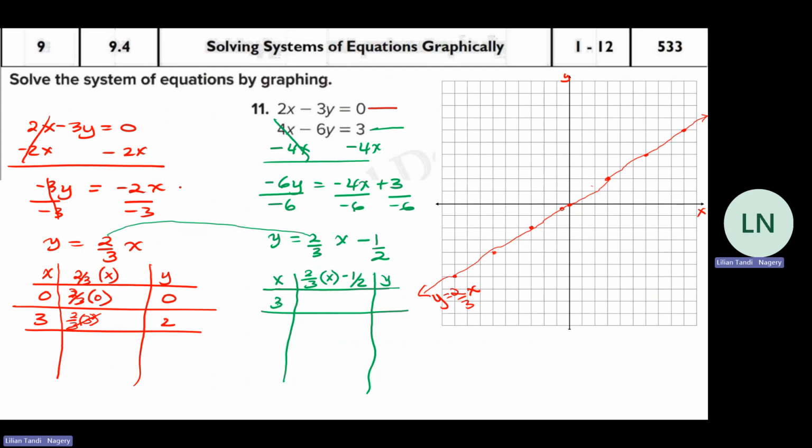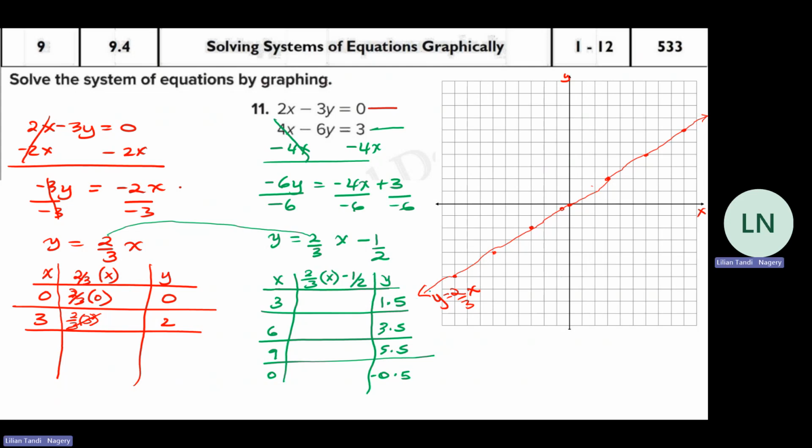So I'm going to use 3, and I got 1.5, and I used 6, and I got 3.5, and I used 9, and I got 5.5, and then 0 gave me negative half. But I had decided I wasn't going to use it. But now, what do you notice? Don't draw the graph until you have both tables. Then you look at the y's. So you see here my y's are going by half.